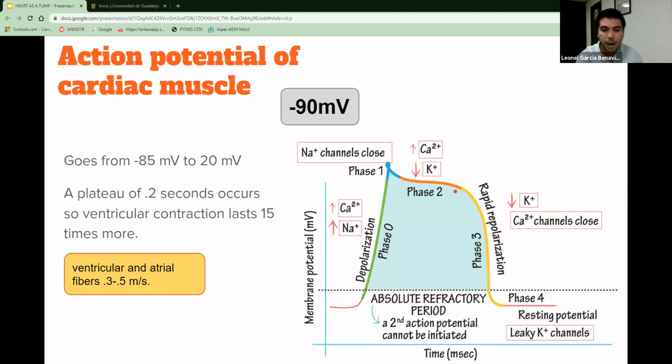So the ventricular contraction is going to last about 15 times longer than it does in the skeletal muscle. This is very important, so the contraction can occur with more power.